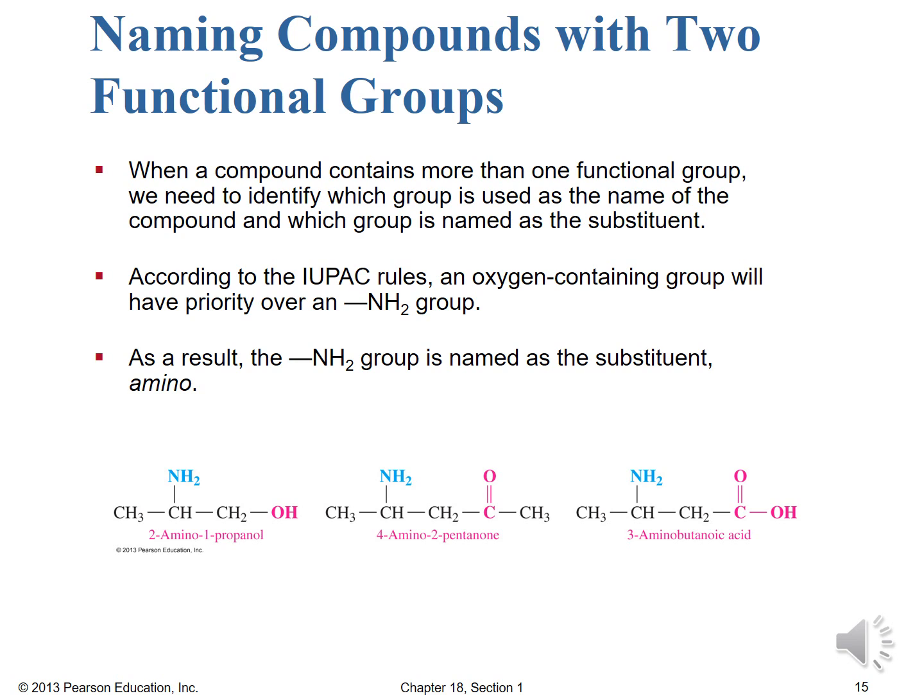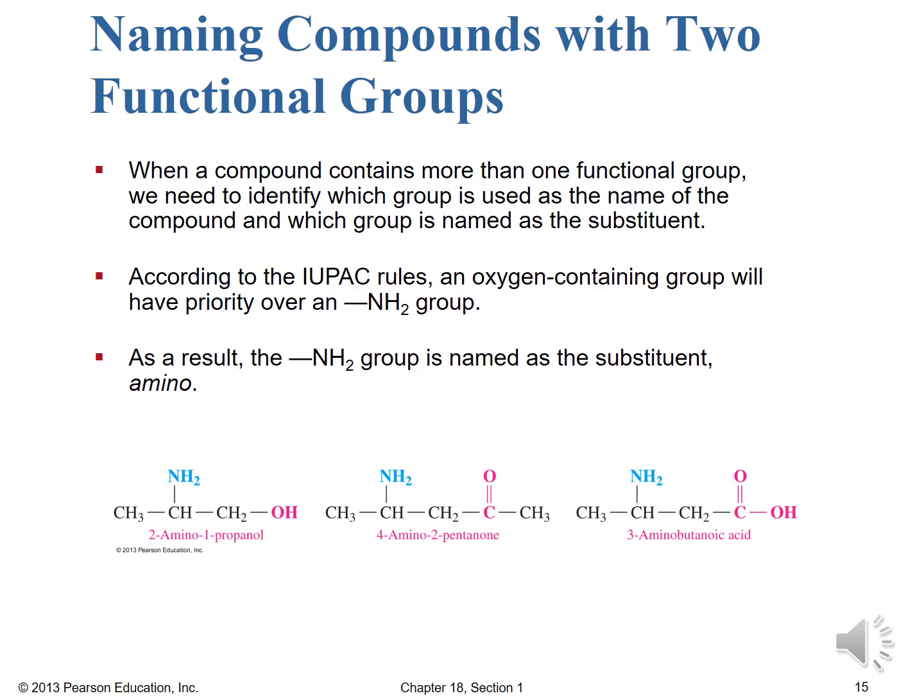So what do we do? How do we name compounds with 2 functional groups? Well, we have to identify which group has the priority, which group is more important, so to speak, and therefore which other group gets named as a substituent. According to the IUPAC rules, they've thought of everything, right? An oxygen-containing group will have priority over a nitrogen-containing group like an amine or an amide that we'll talk about in this chapter. As a result, the NH2 group is named as the substituent amino.